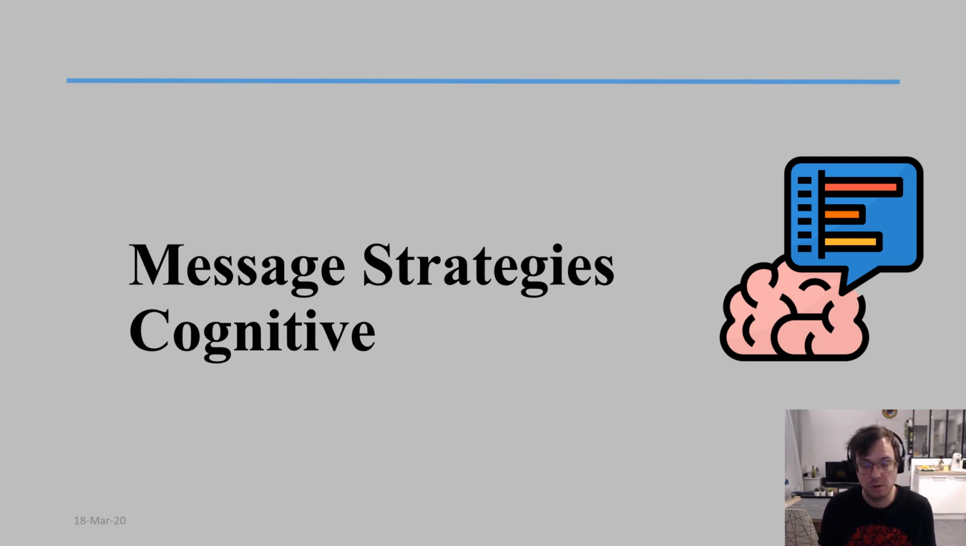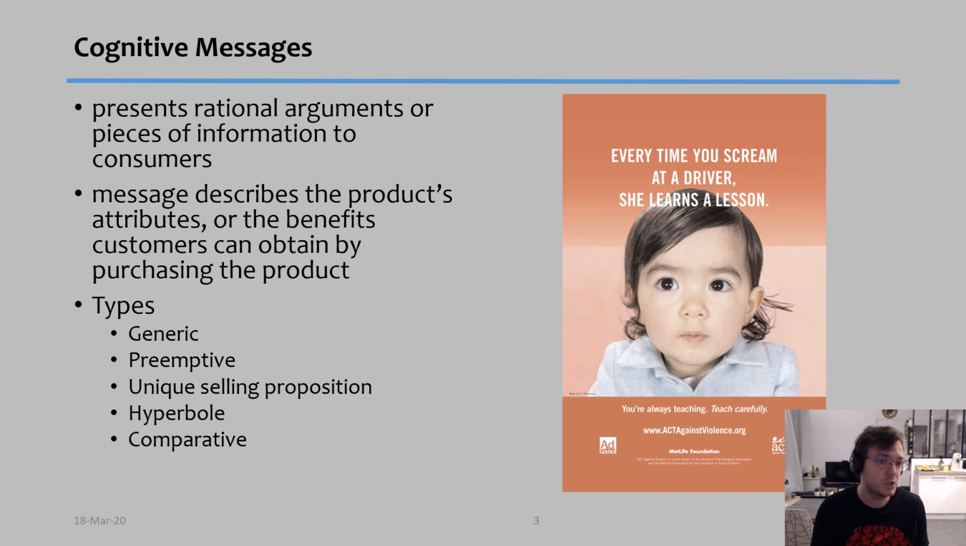Cognitive basically means to think or to use reason. Okay, and that's exactly what this type of advertisement does. So they present a rational argument or pieces of information to consumers, and basically they try to invoke the reasons why their product might be the best. For example, this message typically describes attributes or benefits that the consumer can get when they actually buy the product. Okay, for example, the product is the best, or is the safest, or is best because of this or that. Okay, so they're not so much connecting with you on emotions, but connecting with you on reason.